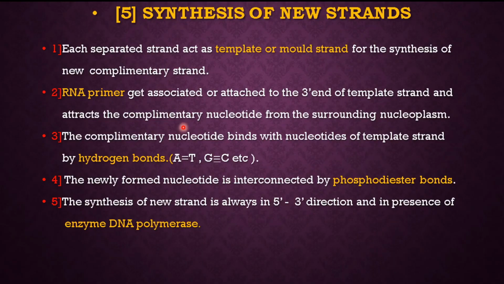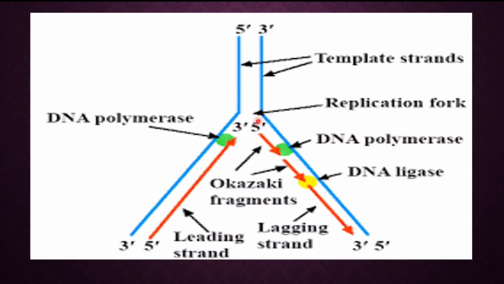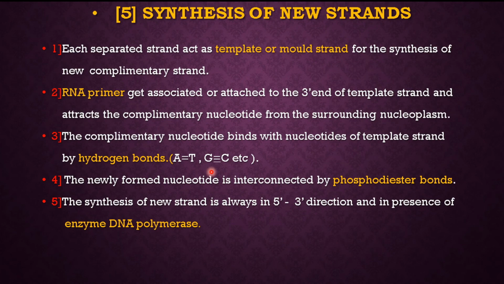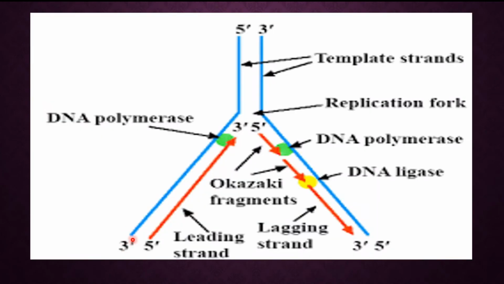Okay, so which point have we studied? Synthesis of new strand. Five important points we have studied. The first point is that the separated strand acts as a template strand and gives permission for the formation of a new strand. Second, we have studied that RNA primer is attached towards the 3' end and it brings and arranges the complementary nucleotide and results in the formation of a new strand.